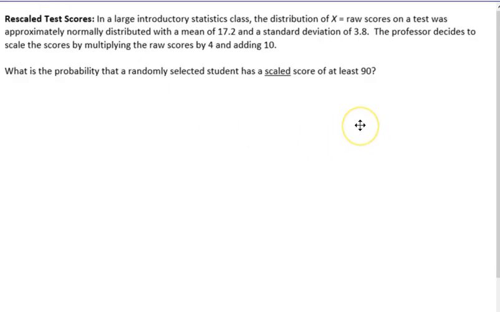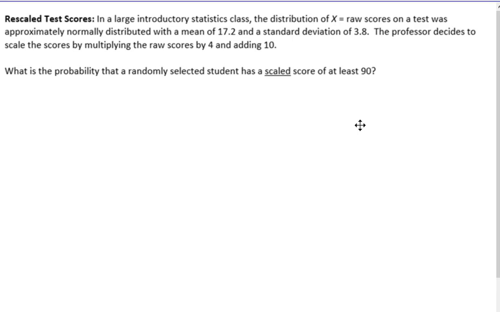So we have here a situation where we're going to rescale some test scores that are normally distributed. In a large introductory statistics class, the distribution of x equals raw scores on a test was approximately normally distributed with a mean of 17.2 and a standard deviation of 3.8. Now don't be shocked and think everybody failed the test, that it was a test out of 100 points. My guess is it was probably a test out of 20 or 25 points, and this is the score. And the professor, though, wants to scale it into a larger amount of points. So the professor decides to scale the scores by multiplying the raw scores by 4 and adding 10.